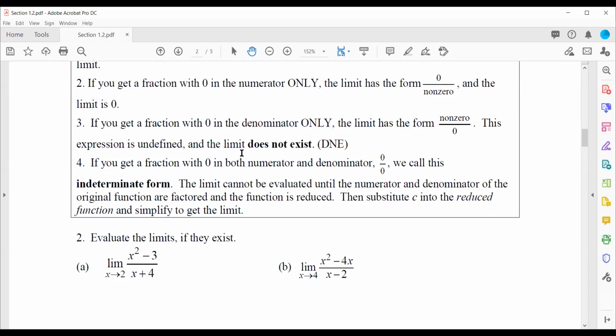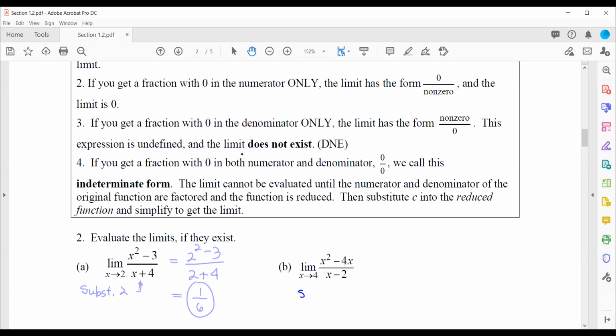All right. So to begin, I'll just go ahead and substitute 2 and see what happens. 2 squared minus 3 divided by 2 plus 4. Well, that's 4 minus 3 is 1. 2 plus 4 is 6. 1 divided by 6 is a perfectly good number, so that's my limit. All right.